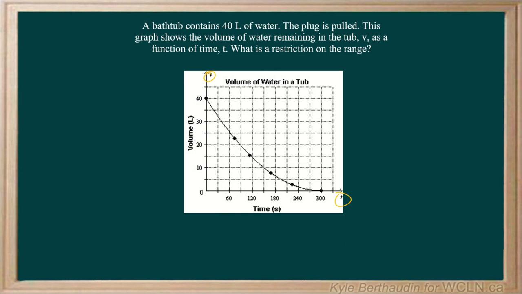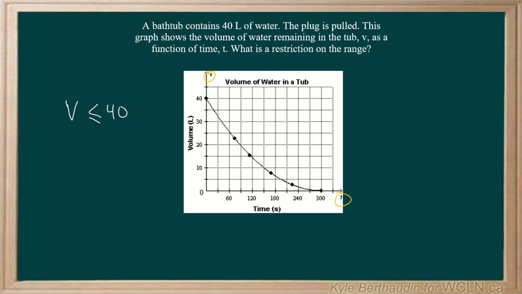Well, we know that the volume can't be more than 40 liters, okay? It's not magically going to suddenly gain water after the plug is pulled. So in terms of the volume V, we know that it has to be less than or equal to 40 liters.